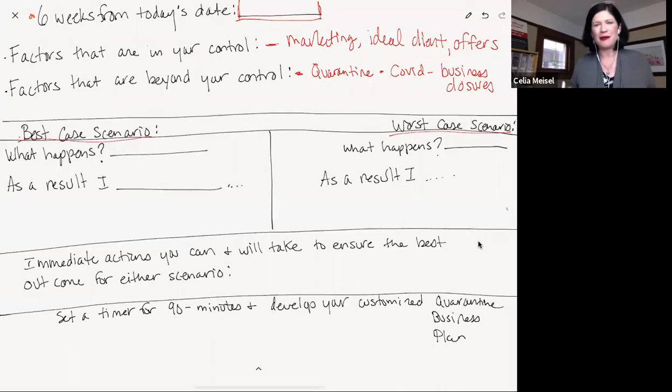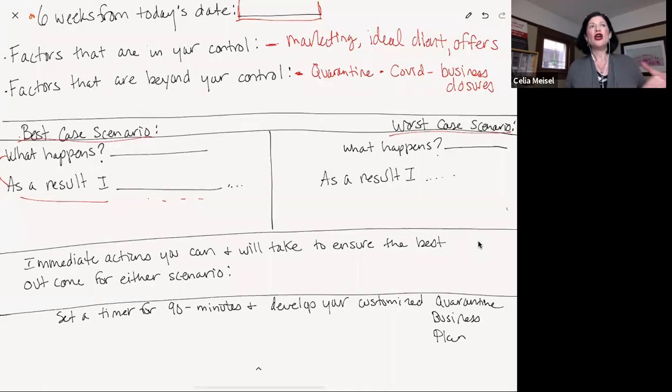So you can paint that picture. I just gave a very generic example, but what happens for you in your particular business and your best case scenario? And so you can write that out as detailed and descriptive as possible. And then as a result of this best case scenario happening, what action do you take? What do you do in your business? What happens as a result of this best case scenario coming to fruition?